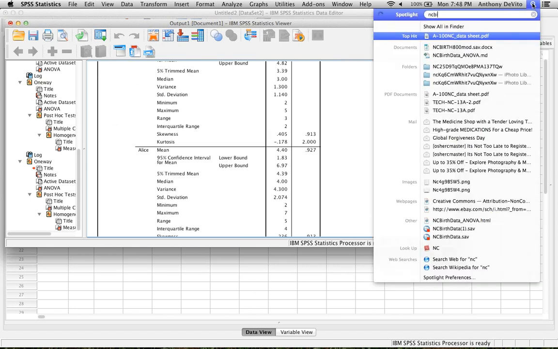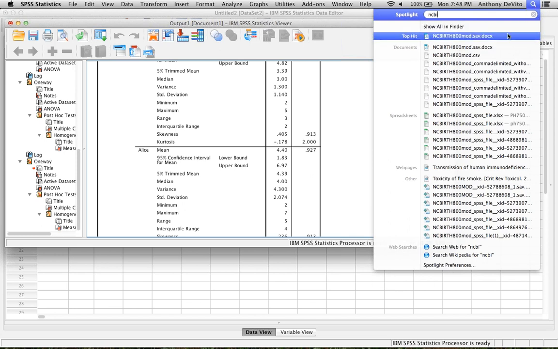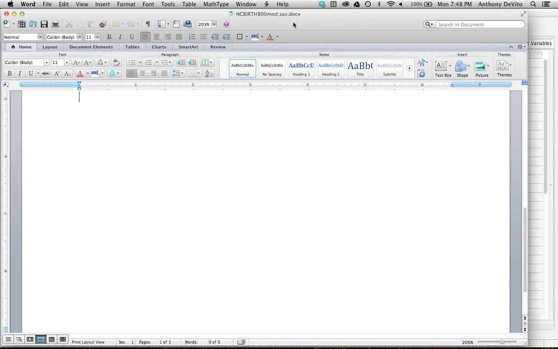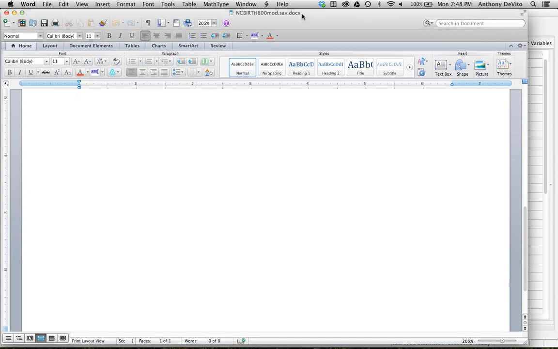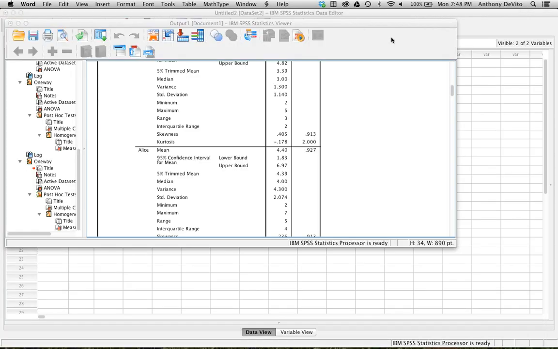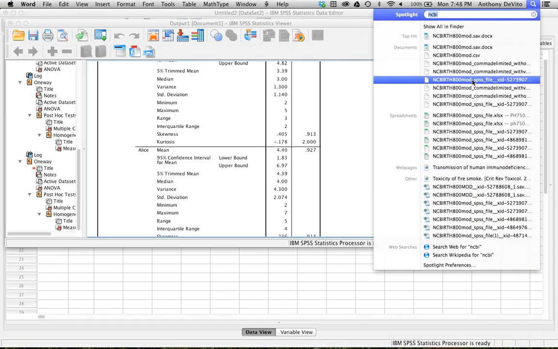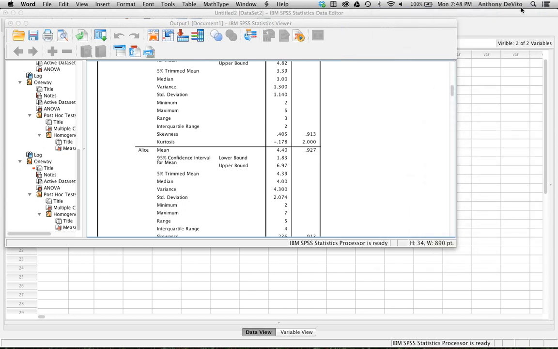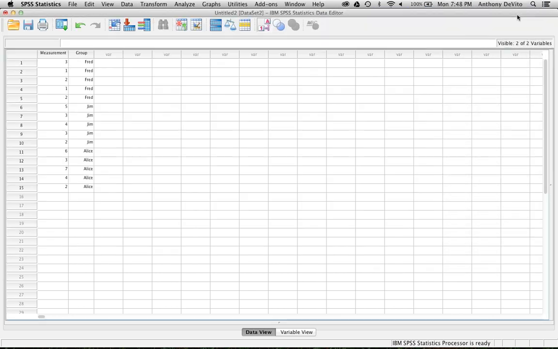Another example, NC birth, right? We got this one in here. It's a handy one. I'm going to look for something in here that involves, remember, this only works with numerical variables and nominal variables, right? You want groups. The nominal variables represent the groups, and oops, that's a Word document. That's not SPSS. Let's see. NC birth. That's okay.